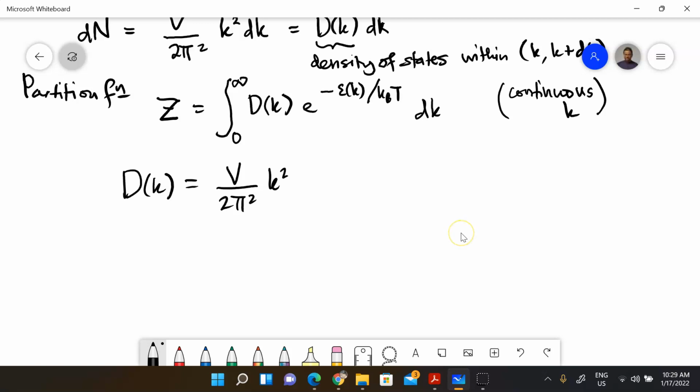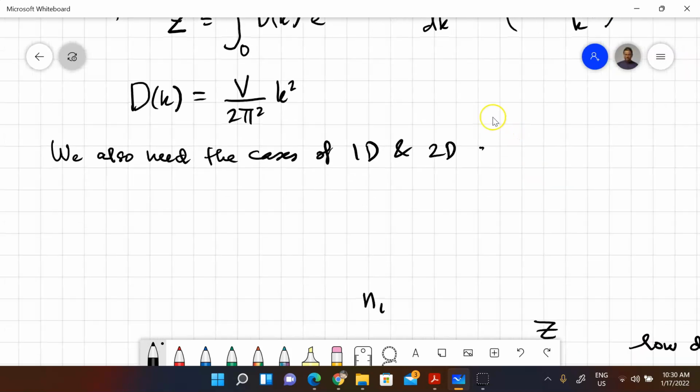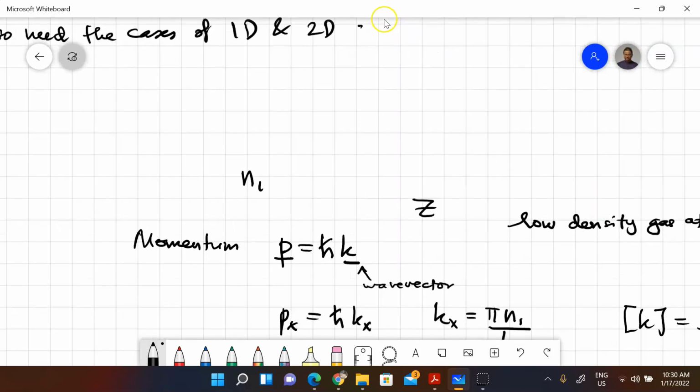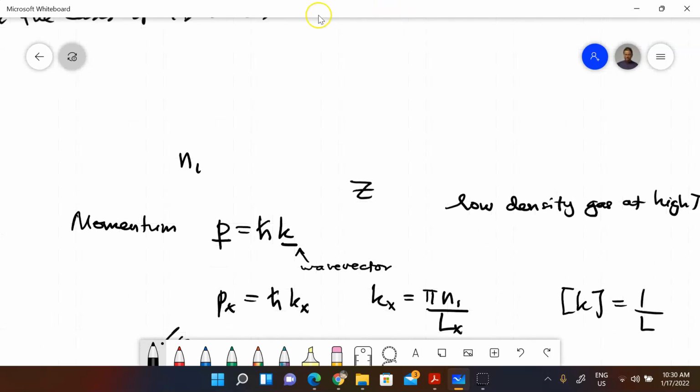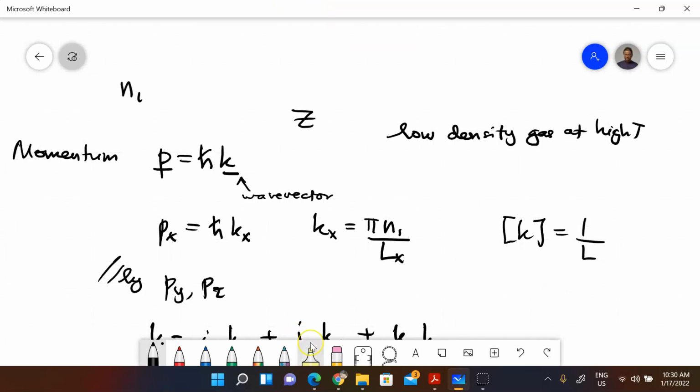Sometimes we also need the cases of 1D and 2D because they sometimes appear in some problems. So let's try to do this. Let's do the 2D case first. I have to clear everything up. Sorry about this. I should clear the whiteboard before this.